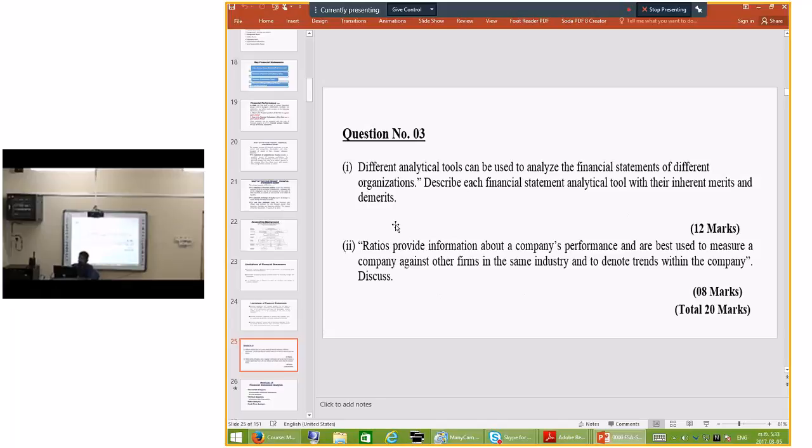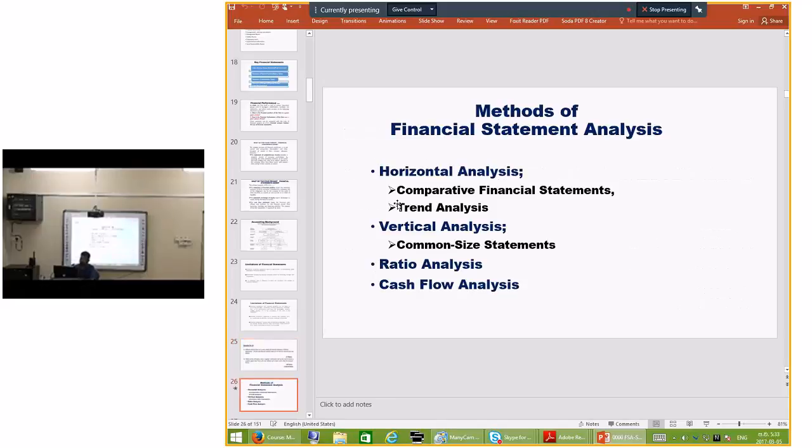Now, as you all know, if you know the ratios and financial details, then you can compare the same organization with its previous or historical ratios, you can compare with the competitors, and you can also compare with the industry norms. Now, what are the financial statement analytical tools here? I got these slides from the previous lessons: horizontal analysis, vertical analysis, ratio analysis and cash flow analysis.